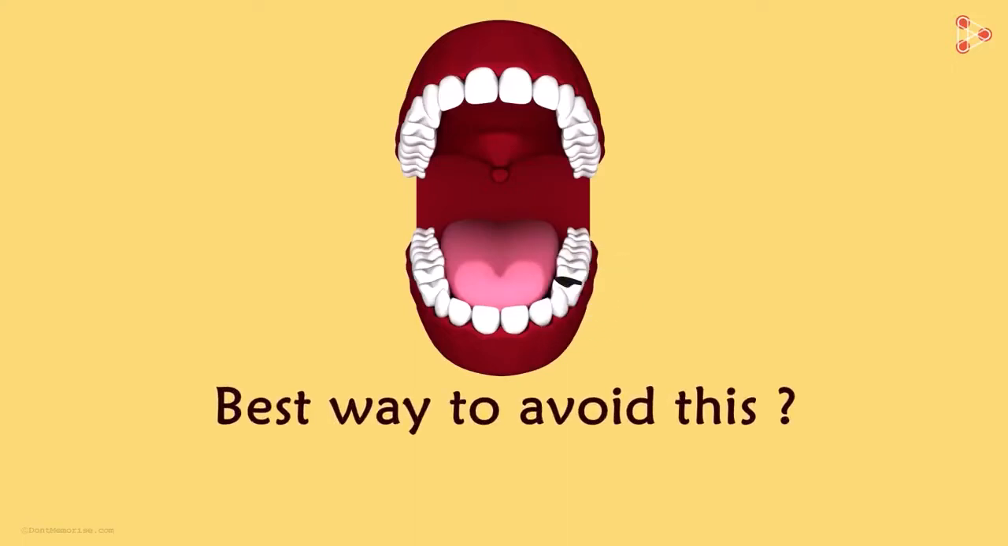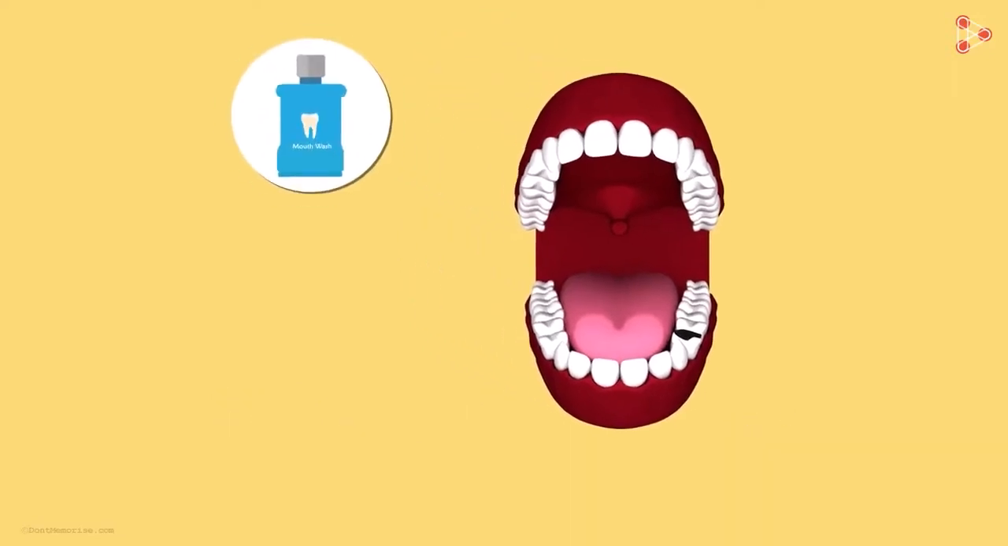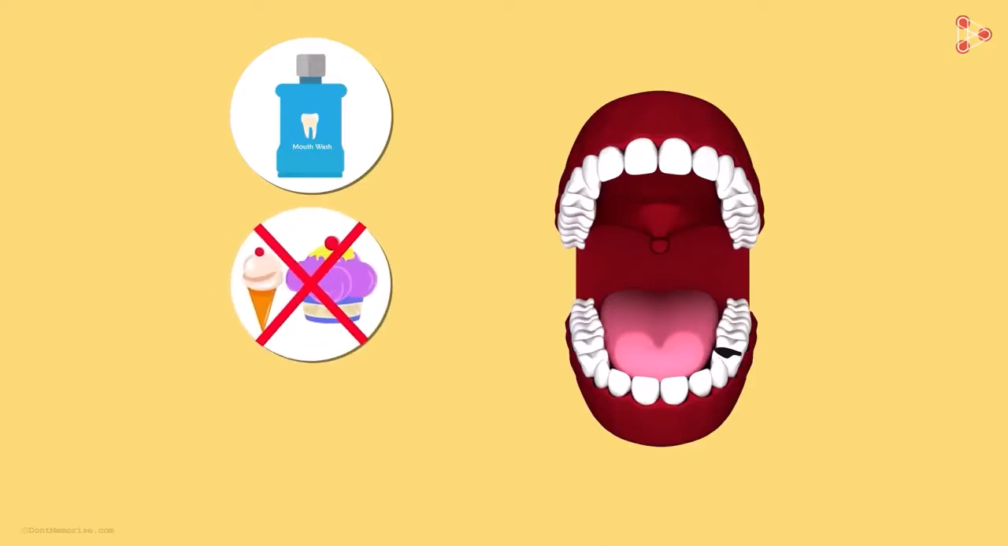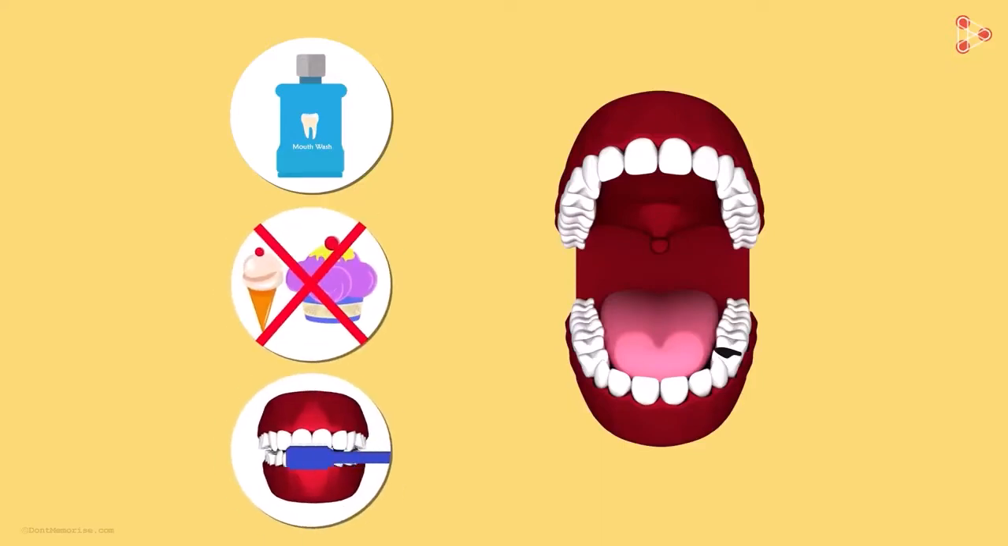What's the best way to avoid this? We should clean our mouth after eating food. And something even better would be to avoid eating sugary foods. Cleaning the teeth using toothpastes helps in preventing tooth decay. Toothpastes are generally basic and hence they neutralize the excess acid in the mouth and prevent tooth decay.